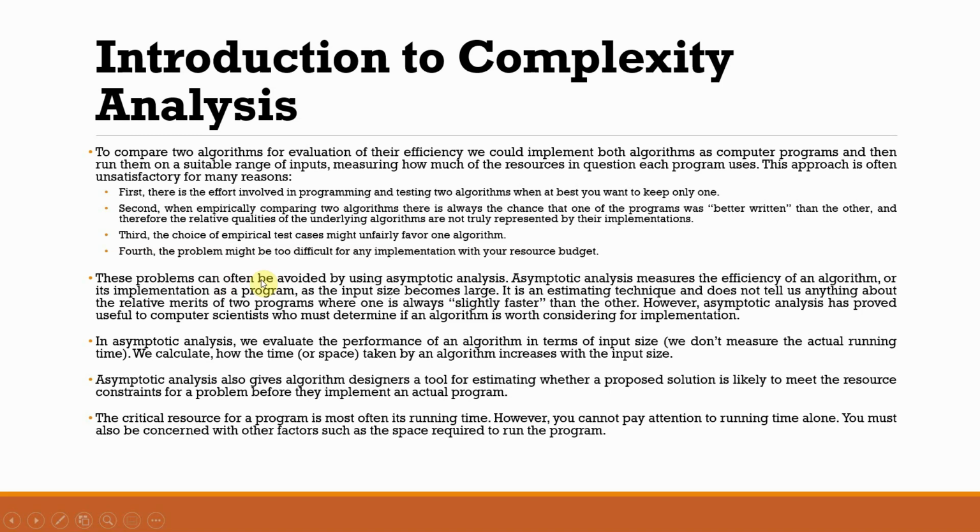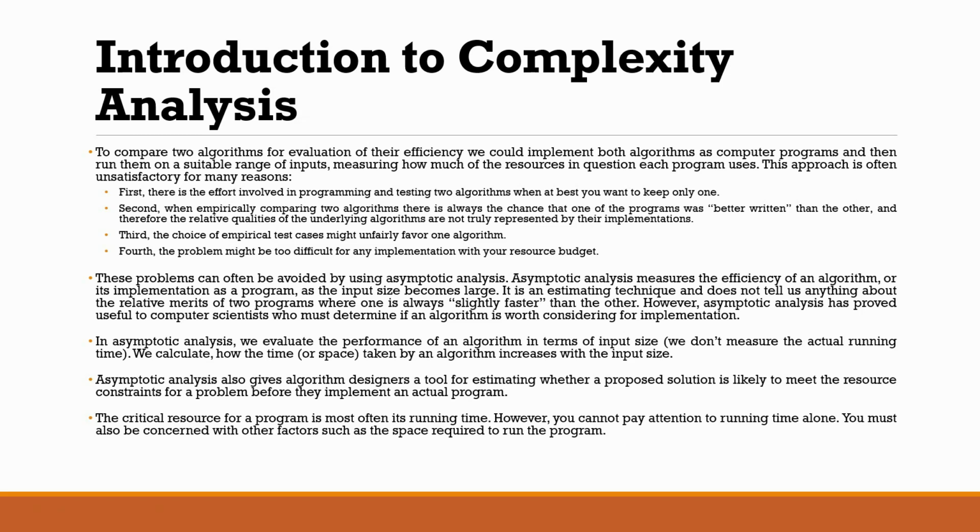These problems can often be avoided by using asymptotic analysis. Asymptotic analysis measures the efficiency of an algorithm or its implementation as a program as the input size becomes larger. So we basically find the function of time depending on the size of the problem. Time is going to be a function dependent on the size of the problem.